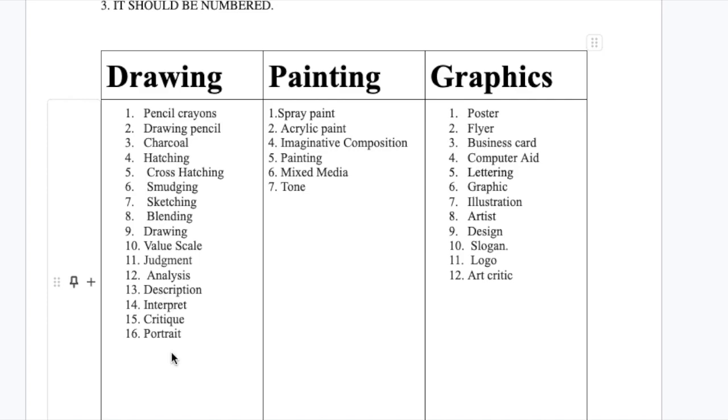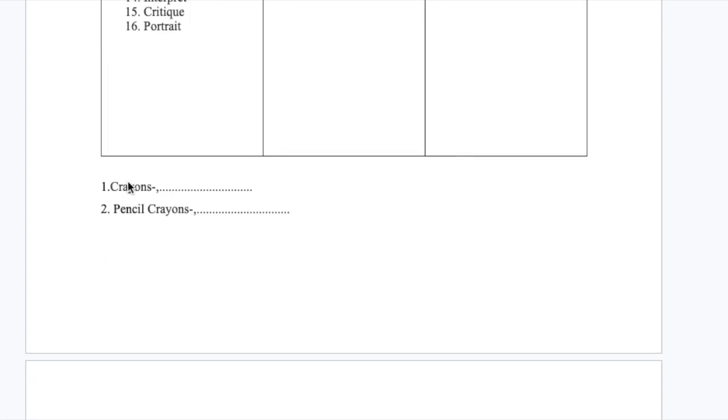So let's say for example you use the word in your journal. You can put that in the glossary and define it and ensure that it is in alphabetical order. So this is an example of how you should put it in order. So number one, crayon would be first and you give the definition, and number two, pencil crayon would be second and you give the definition.